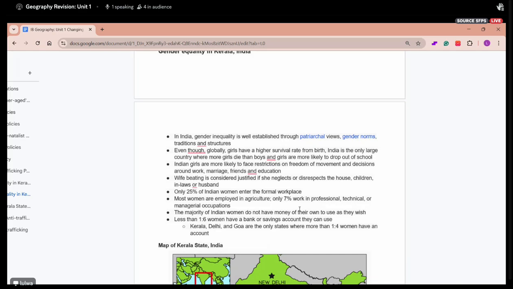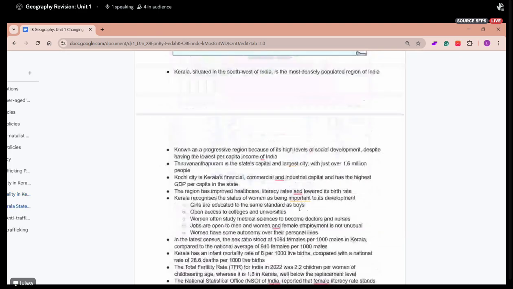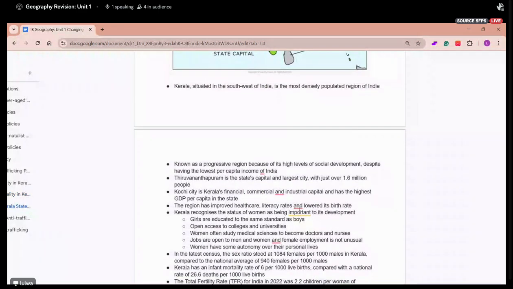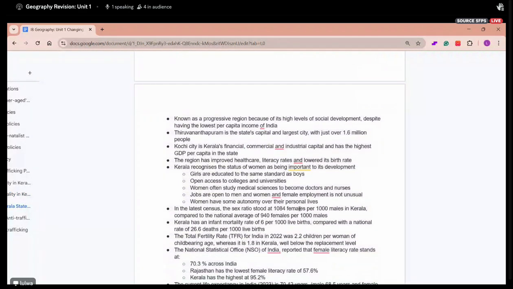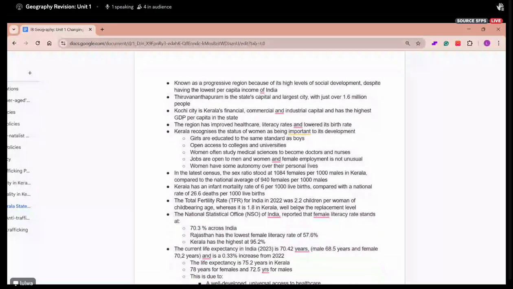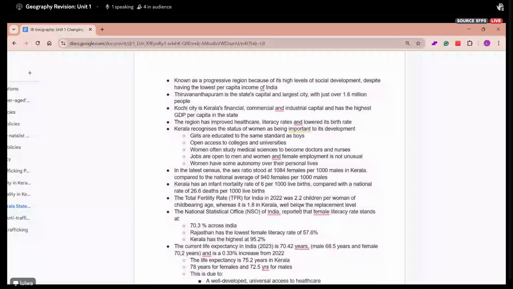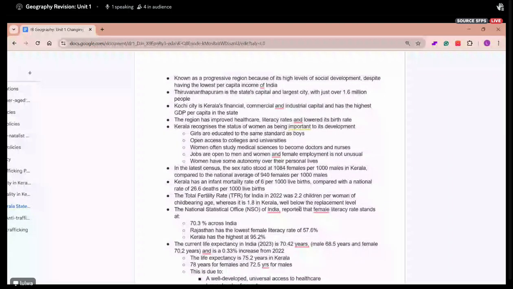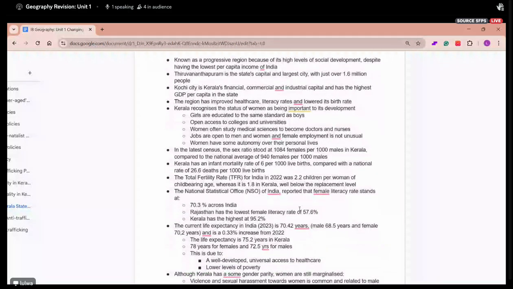And so, what happened in Kerala, though? Kerala is known as a progressive region because of its high levels of social development. Kochi City is Kerala's financial and industrial capital. The region has improved healthcare and literacy rates, and lowered its birth rates. And Kerala recognizes the status of women as being important to its development. So girls are educated to the same standard, with open access to colleges. Women often study medical sciences. Jobs are open to both. Women have some autonomy over their personal lives.